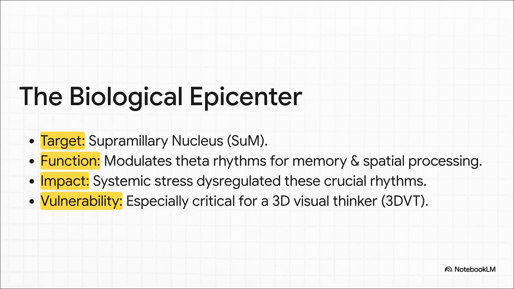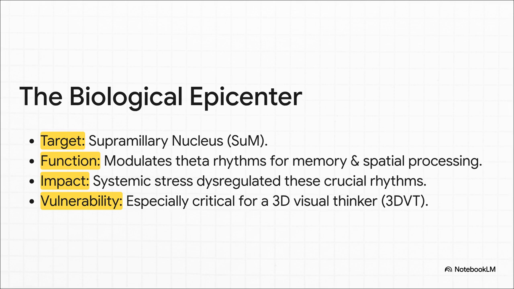And his analysis is unbelievably specific. He doesn't just say, "My brain feels weird." He pinpoints the biological epicenter of the damage to a very specific part of the brain, the supramammillary nucleus, or SUM. Now, the SUM's main job is to regulate these things called theta rhythms, which are absolutely essential for memory and spatial processing. So for a 3D visual thinker, a 3D VT, those rhythms aren't just important, they're everything.